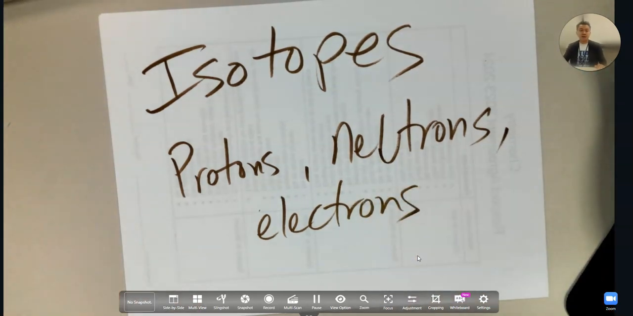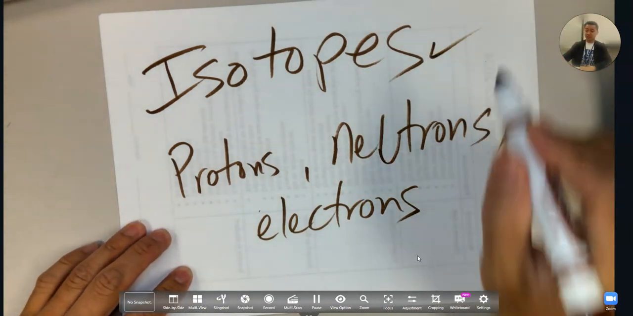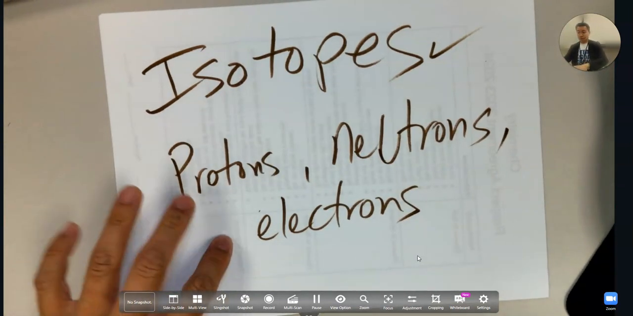Hello everyone, welcome back. Today you will learn about protons, neutrons, and electrons and review a little bit about isotopes we covered last class. And so these three items.